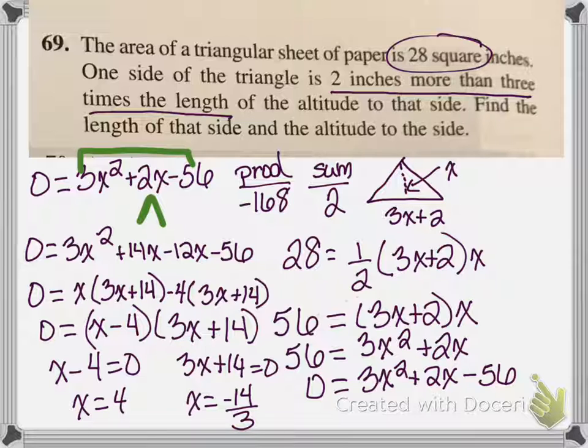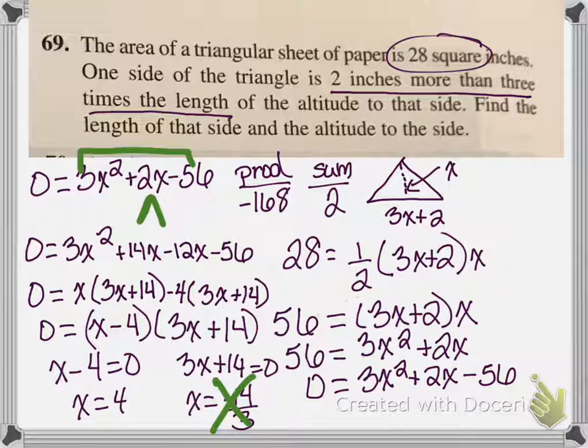At this point, I factored by grouping. I ended up with x minus 4 and 3x plus 14. When I solve this, I get x equals positive 4 and x equals negative 14 over 3. We are talking about the distance of a side of a triangle. So what can you tell me about this right here? Can't use it. Throw it out. So my only answer is that x equals 4.